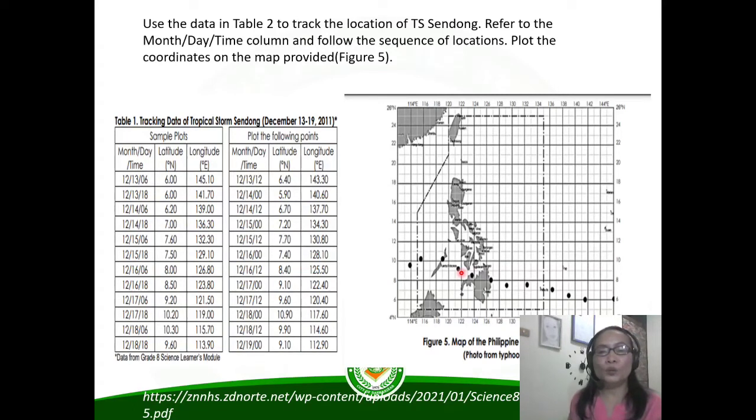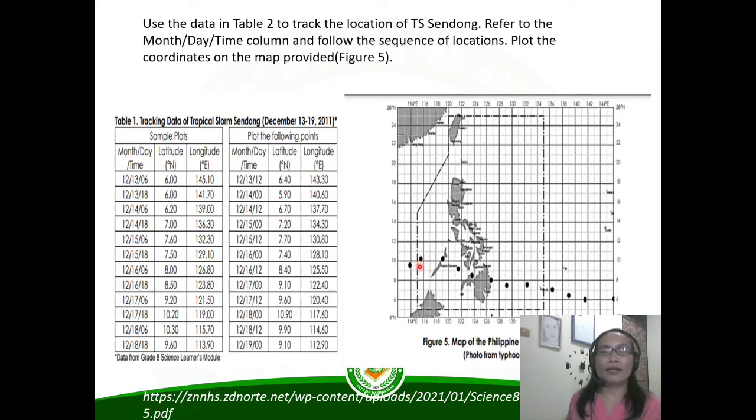Okay, and then during December 18, it was 10.90 degrees north of latitude and 117.60 degrees east of longitude. So, eto na yung point na yan, plotted points na yan. And then, on the 18th also of December, it was located at 9.90 degrees north of latitude and 114.60 degrees east of longitude. So, ito na siya.